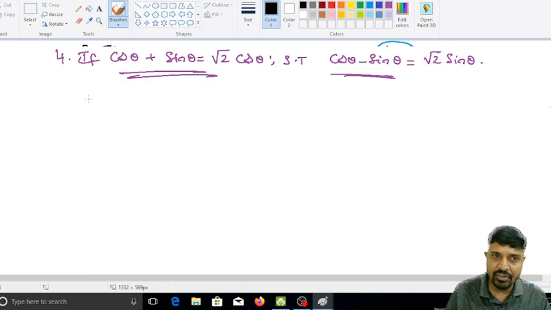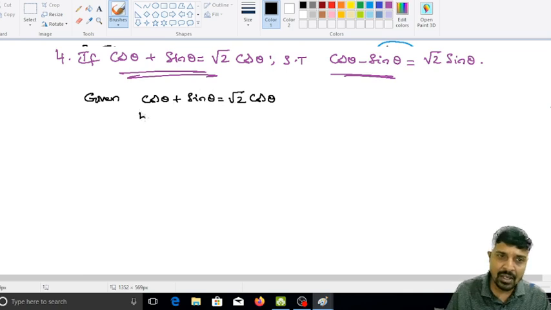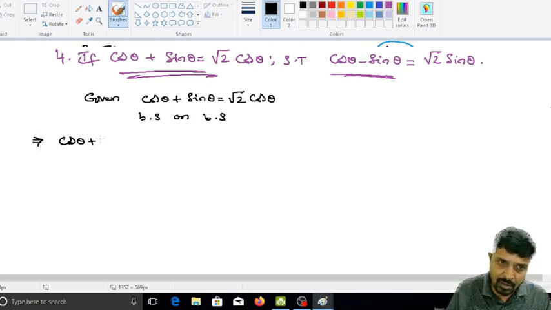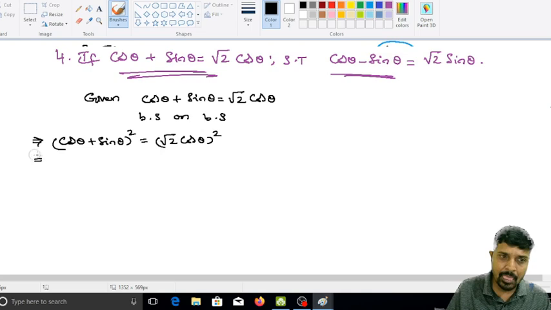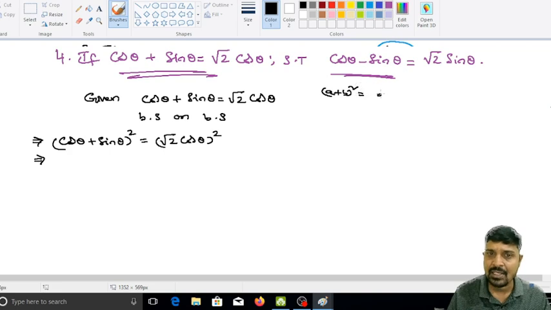You just pause the video and go for a try. So what is given? cos theta plus sin theta is equal to root 2 cos theta. I'm just going for by squaring on both sides. Okay, tell me the next step. Cos theta plus sin theta whole square is equal to root 2 cos theta whole square. Now it is in the form of a plus b whole square. You know the formula of a plus b whole square is a square plus b square plus 2ab.